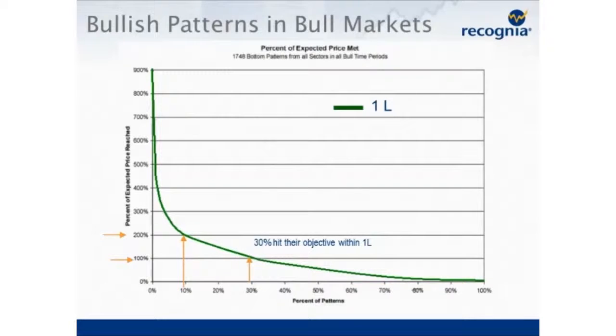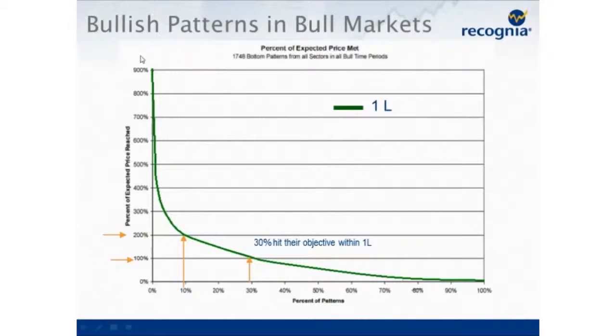So let's look at the results that Martin Pring got in his study. He looked at a whole bunch of different patterns, more than 5,000 patterns out of Recognia's database. He looked at secular bull markets and secular bear markets. He also looked at the success of bullish patterns in bullish markets, as well as bullish patterns in bearish markets, and vice versa. So let's begin by looking at how well bullish patterns in bull markets work.